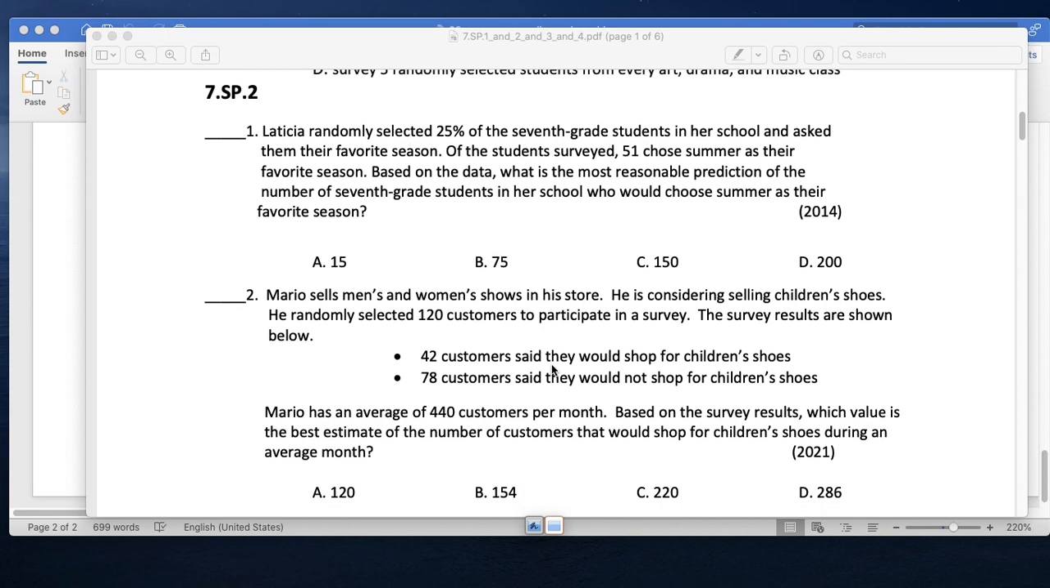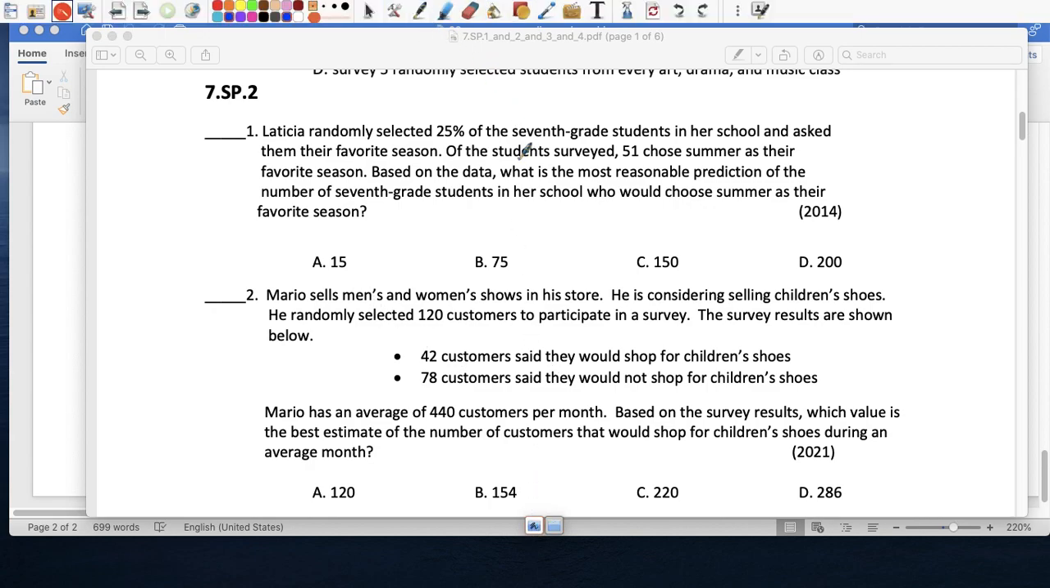Letitia randomly selected 25% of the 7th graders in her school and asked them their favorite season. Of the students surveyed, 51 chose summer as their favorite season. Based on the data, what is the most reasonable prediction of the number of 7th graders in her school who would choose summer as their favorite season?